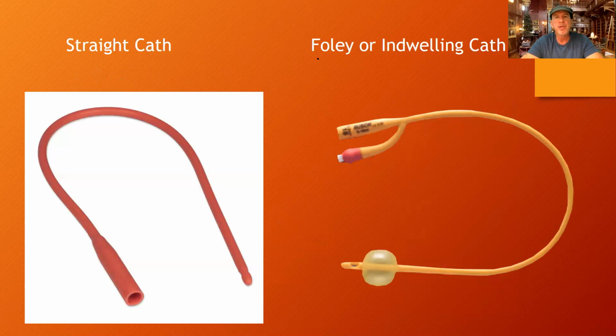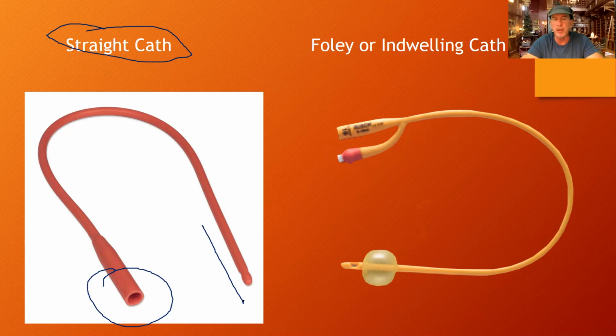Okay, here we go. Here is a straight cath. You always know a straight cath because a straight cath has just one opening. We insert this in the urethra, they pee into the toilet or into a container or a bedside commode or whatever. And then when they're done peeing, they pull it back out again. We normally just call it an in and out cath.